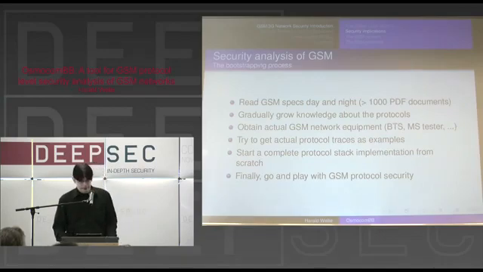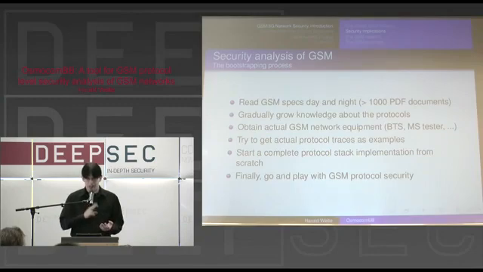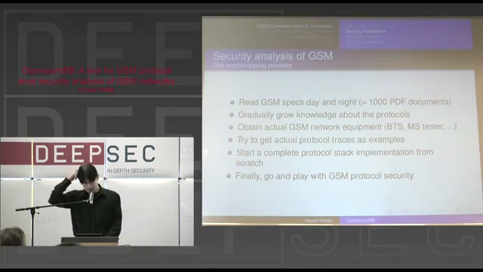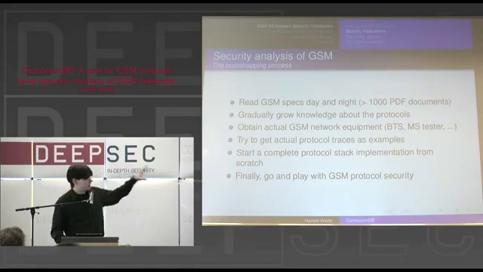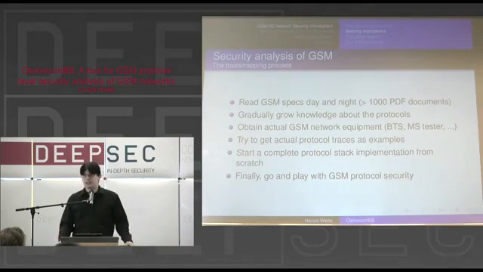Now, to bootstrap this process, you read the specifications, you gain knowledge about the protocols, you obtain actual equipment, you try to get actual protocol traces, you implement the protocol stack, and then you play with the security of the protocol. And after the work that we've been doing, we are already at the final step, right? So this is a presentation that tells you we now have the tools, and it's up to the security community to go out and use those tools now.